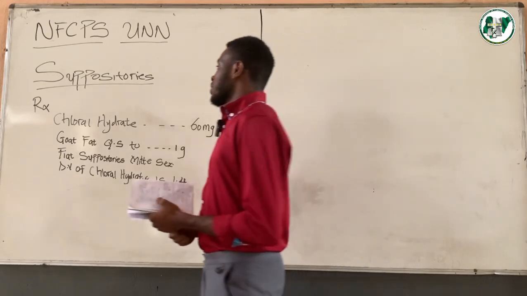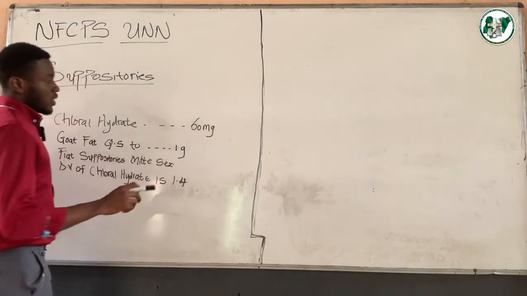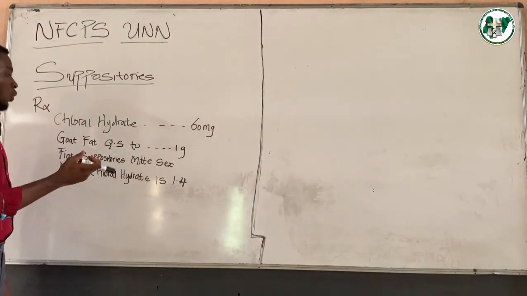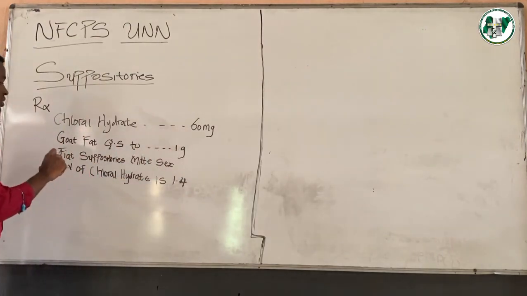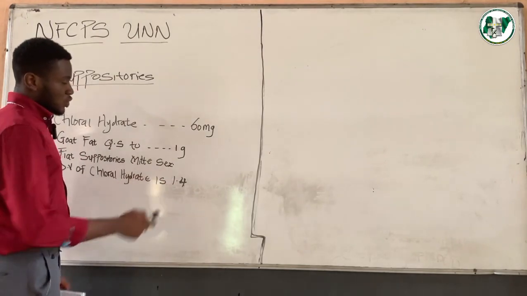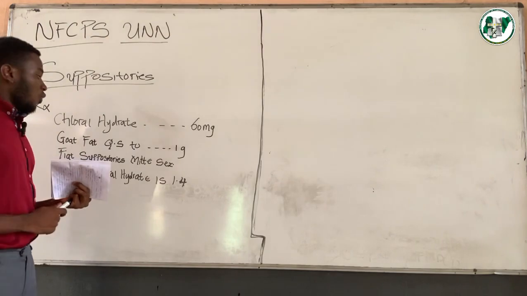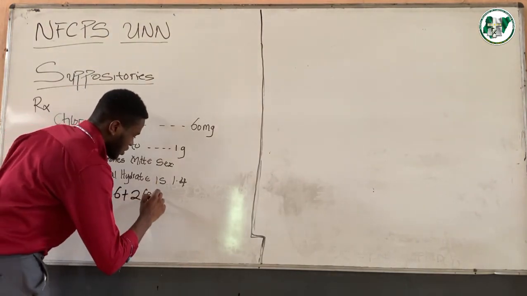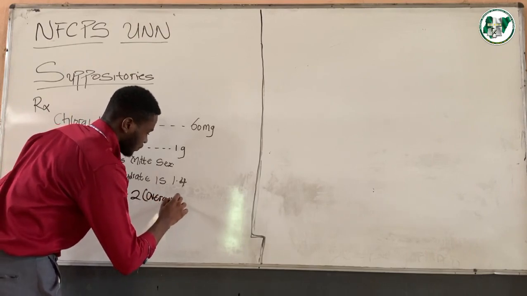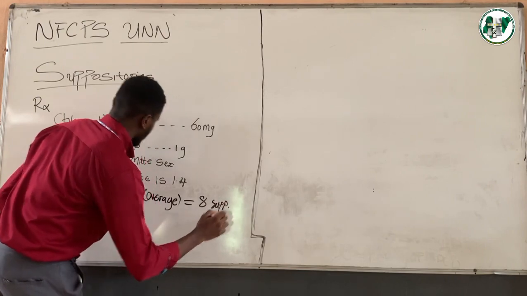This prescription talks about chloral hydrate 600 milligrams, and we are using goat fat to 1 gram. So we are going to be finding the weight of the goat fat we are going to be using for this particular question. And we say we should make suppositories and send 6 suppositories. Now this is a solid dosage preparation, and we need to add an overage of 2. So when we say 6 plus 2, which is our overage, we have 8 suppositories, right?